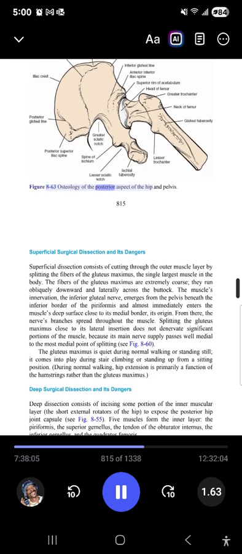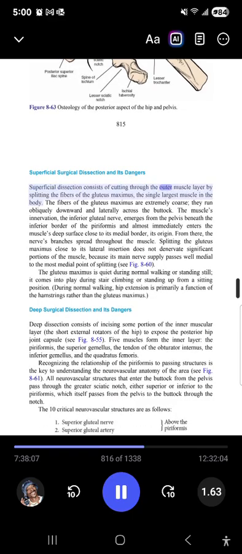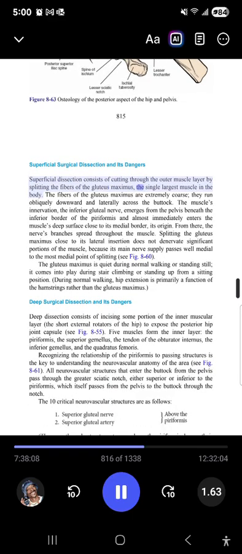Figure 8-63: osteology of the posterior aspect of the hip. Superficial surgical dissection and its dangers. Superficial dissection consists of cutting through the outer muscle layer by splitting the fibers of the gluteus maximus, the single largest muscle in the body.